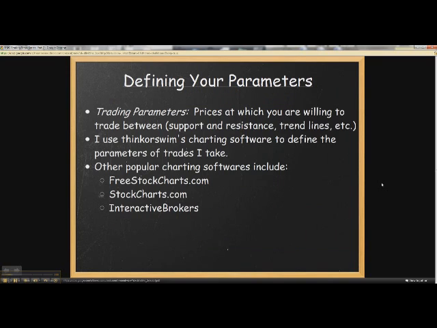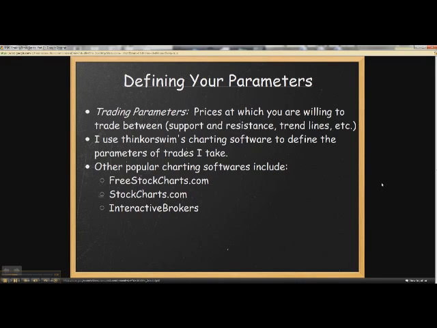Trading parameters are prices at which you are willing to trade between, whether it be support and resistance, trend lines, price patterns, whatever. It is 2 levels that you can look at, and if the stock you are looking to trade is in between those 2 things, you will be willing to take a trade at some point in those 2 areas, that parameter.